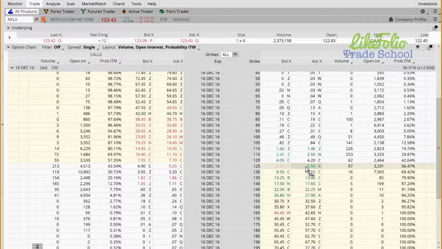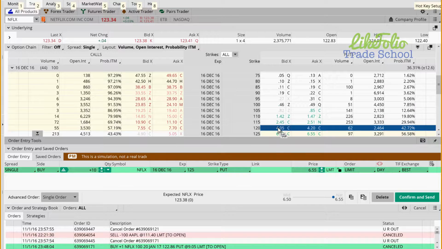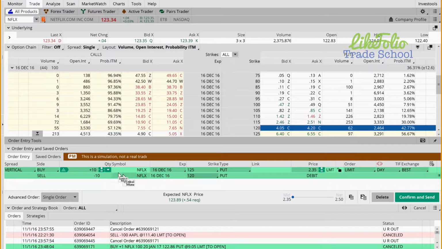So with that being said, I would buy the 125 and then I would sell the 120. So we are wrapped around the money. I'm going to change this to one spread just to keep things simple. We're wrapped around the money here. It's recognizing this spread as a vertical.